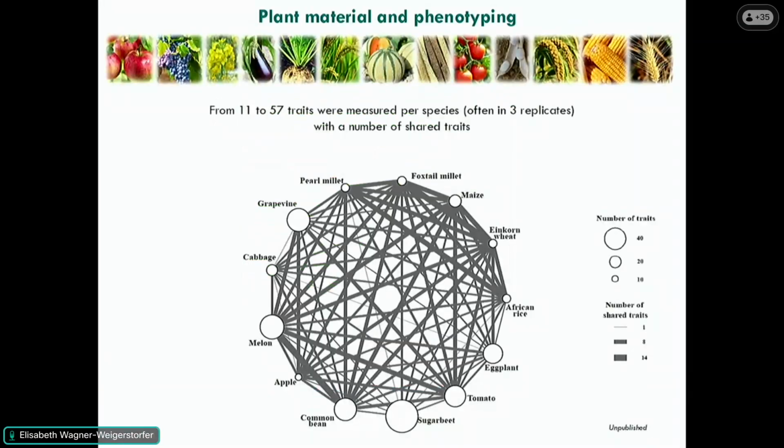So then what we did is that we phenotyped a number of traits, from 11 to 57 traits in each of these species, often in 3 replicates to control for environmental effects. And in this diagram, you can see the number of traits that were measured for each species, which is proportional to the size of the circle. And you have the lines connecting the species, where the width is proportional to the number of shared traits that were measured between 2 species.